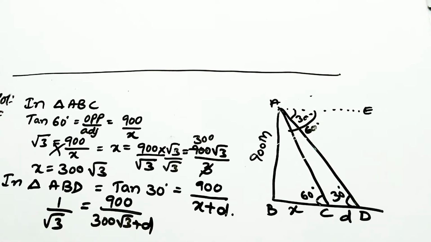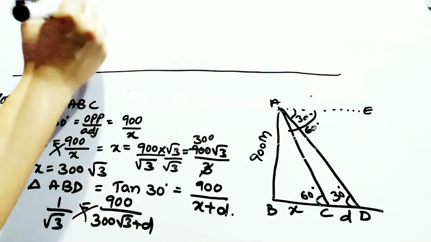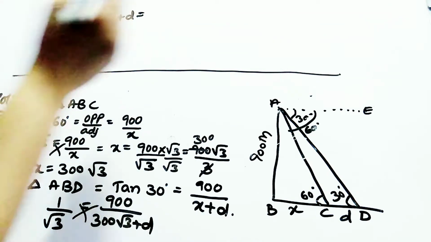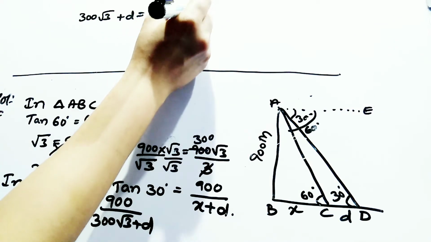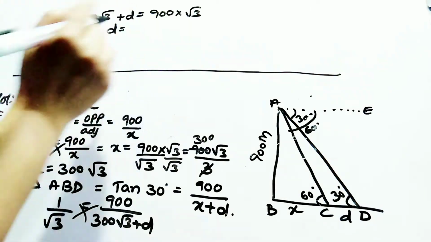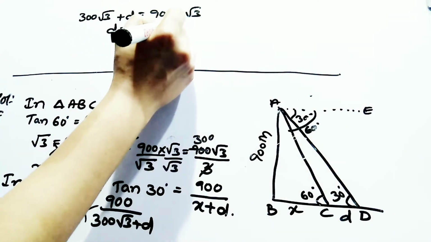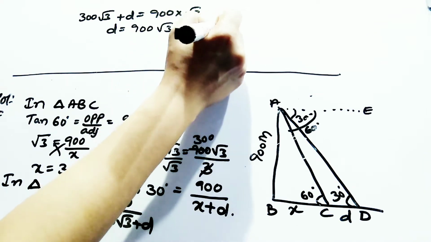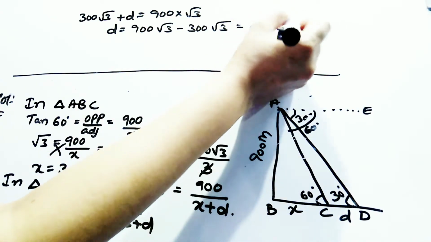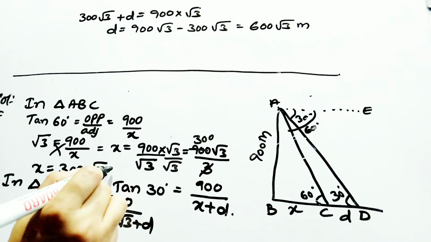So, what is your 900 upon 300 root 3 plus d? Just cross multiply. What you will get is 300 root 3 plus d equal to 900 into root 3. What is the d value? 900 root 3 minus 300 root 3, what you will get? 600 root 3 meter.